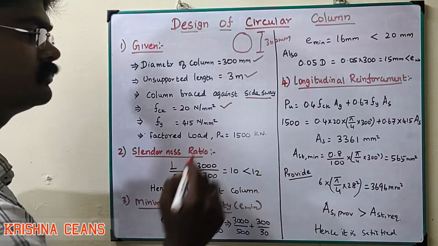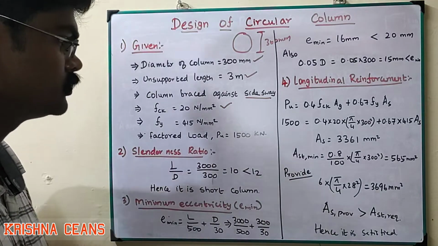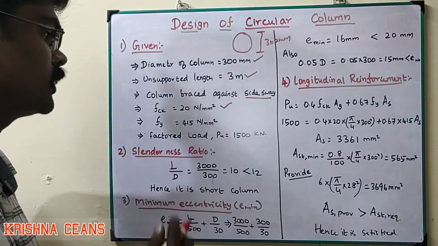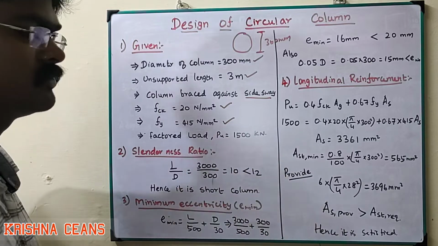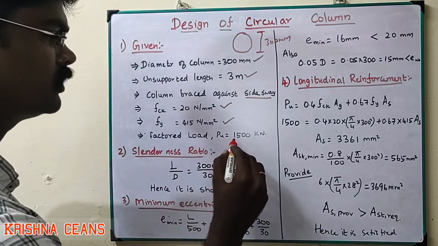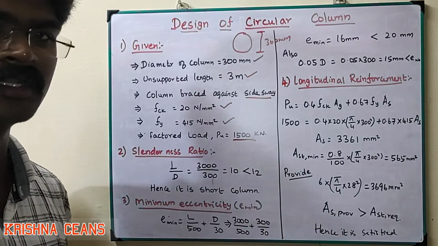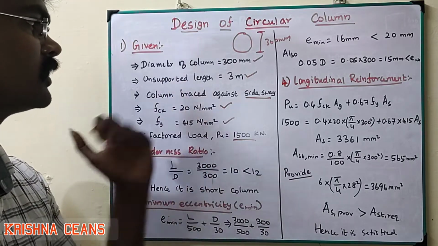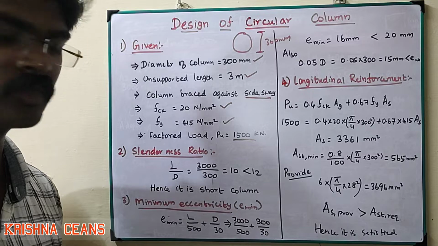The materials provided are M20 grade of concrete, so that is fck 20 Newton per mm square. Tensile strength of steel is provided as 415 Newton per mm square, and factored load is provided as 1500 kilonewton. So for these conditions we have to design the circular column.